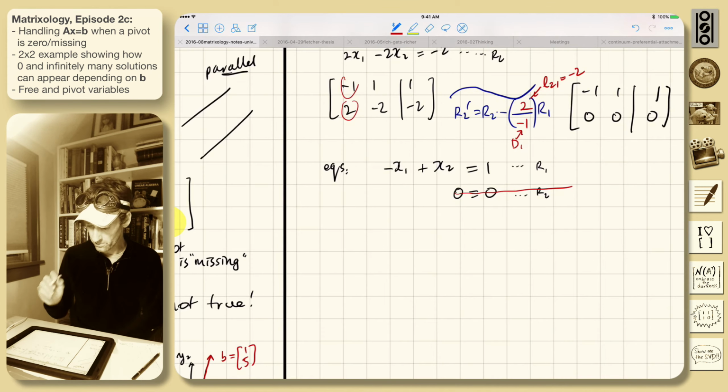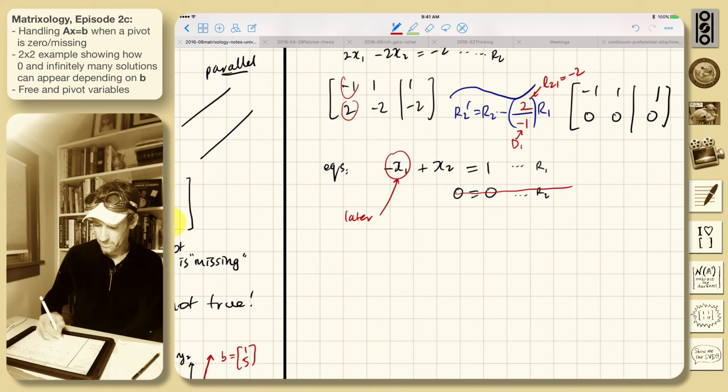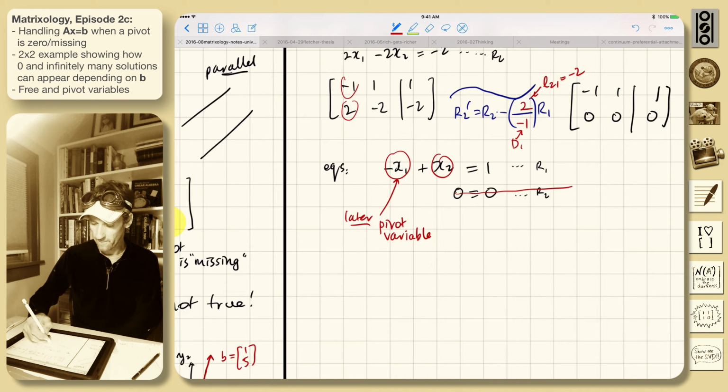For the column picture, we'll look at it. So let's see the column picture. What I wanted to say now is that we'll get to this elaborately later. This would be a pivot variable because it's connected to a healthy pivot, and this would be a free variable.